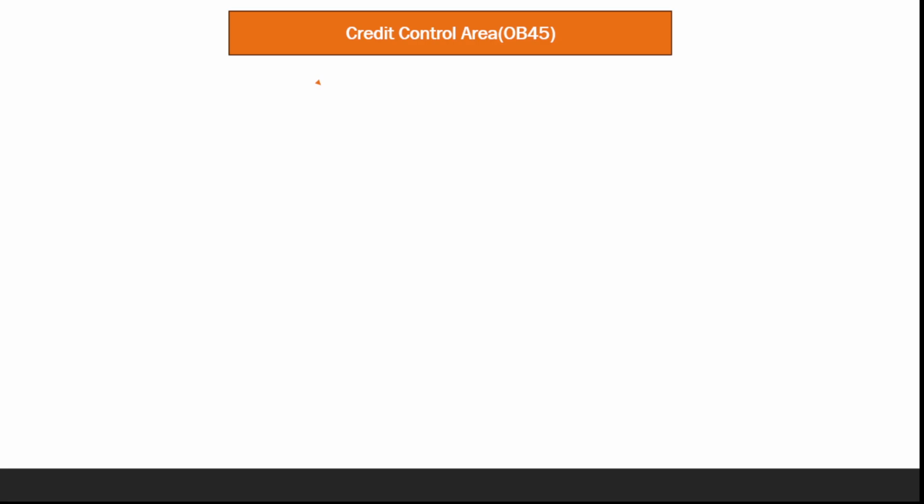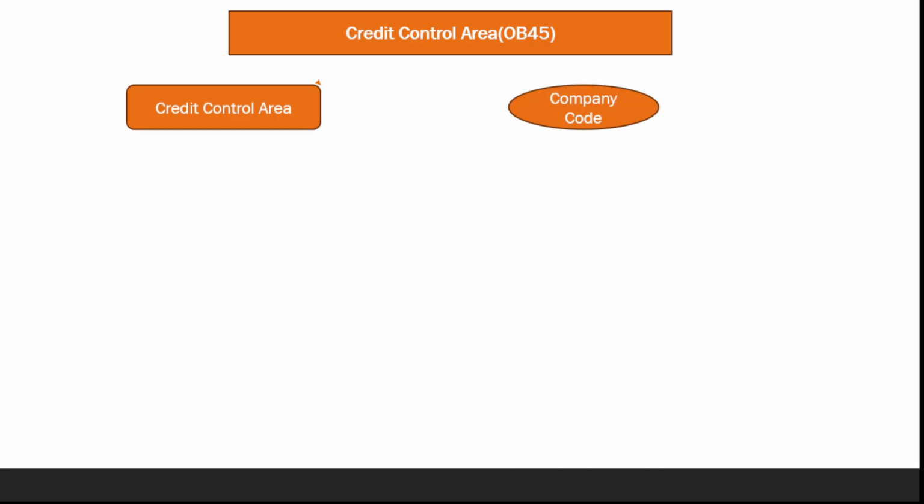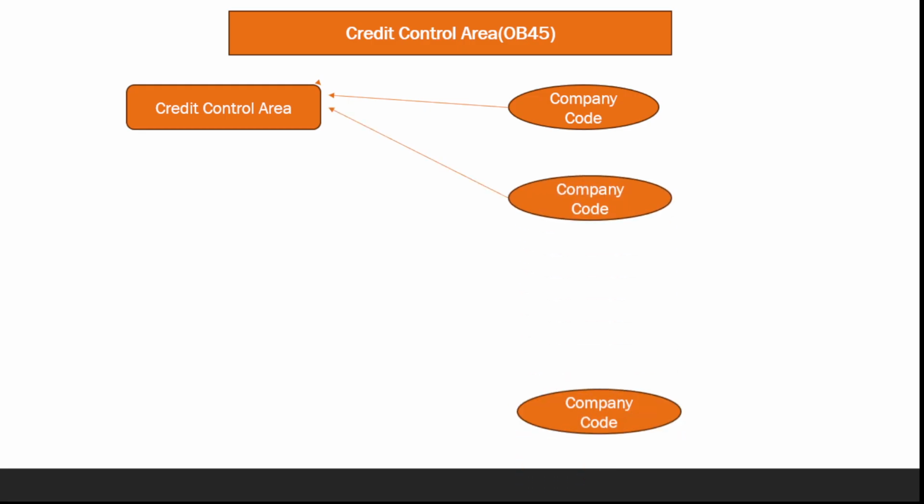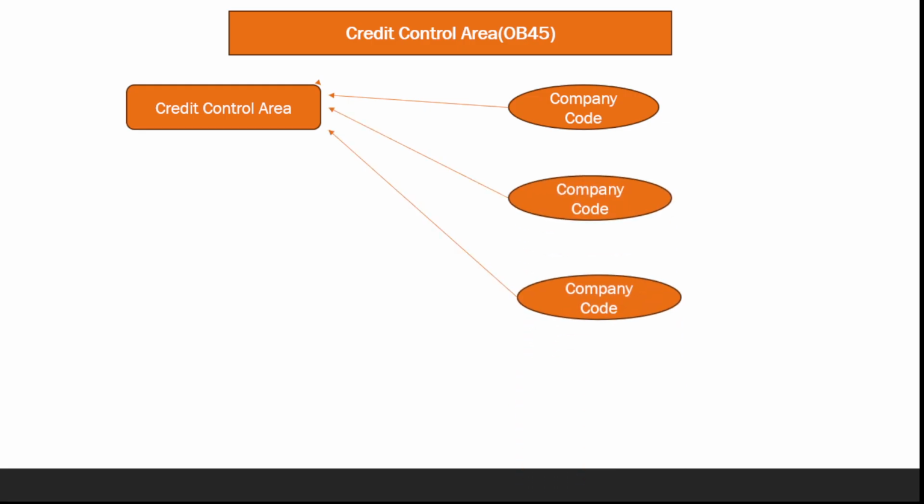So credit control area is also, what is this? Let's say we have multiple company codes here. They can be assigned to the same credit control area. However, if I have another credit control area, a company code which is already assigned to one credit control area cannot be assigned to the other credit control area at the same time. Okay.